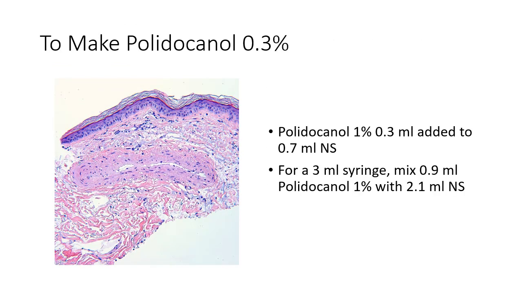To make polydocanol 0.3%, we add 1% polydocanol, 0.3 milliliters, to 0.7 milliliters of normal saline. For a 3 cc syringe, or milliliter syringe, you add 0.9 milliliters of polydocanol 1% with 2.1 milliliters of normal saline.